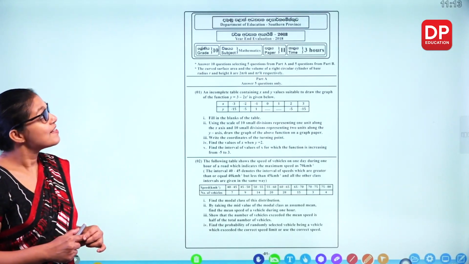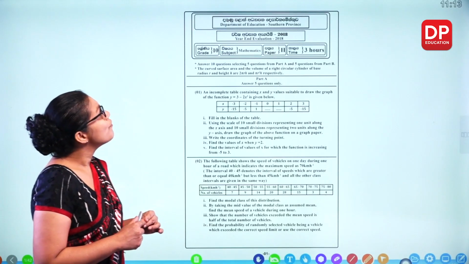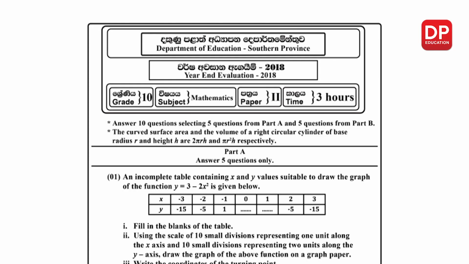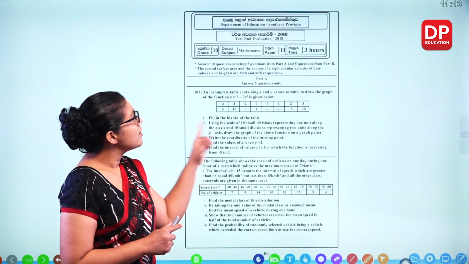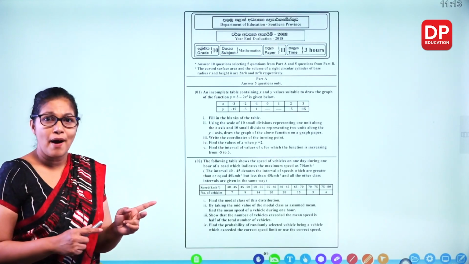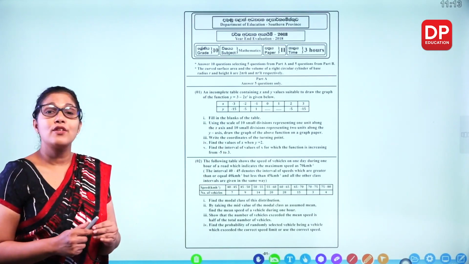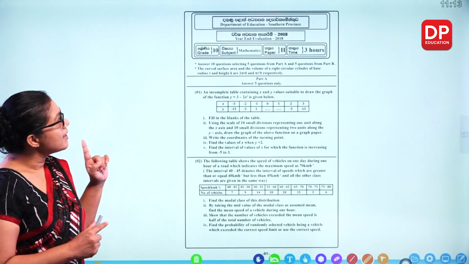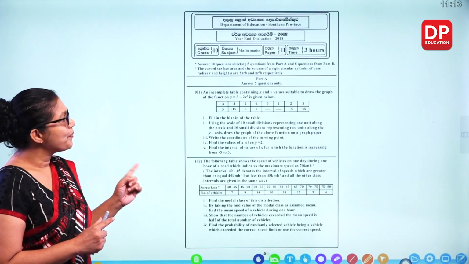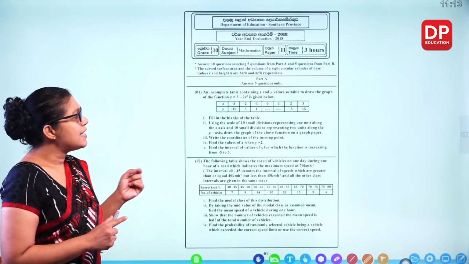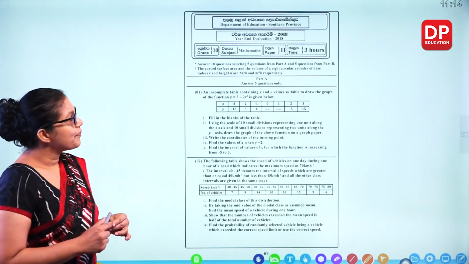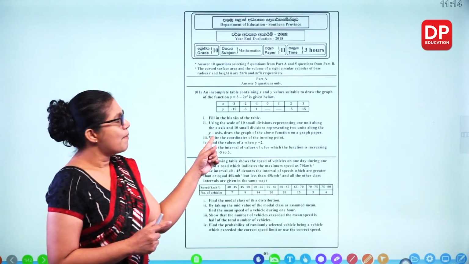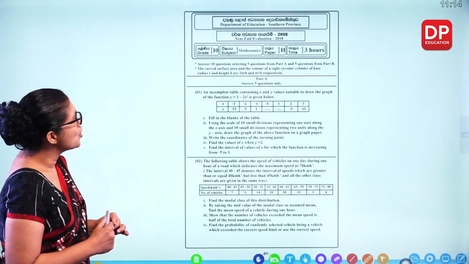Hello grade 10 students. Now we'll discuss end of year evaluation 2018 Southern Province paper 2. In this paper you get two parts, part A and part B, and you have to select only 5 questions from each part, and you get 3 hours for this paper. So you can spend 18 minutes per question, and also 10 marks you get for each question.